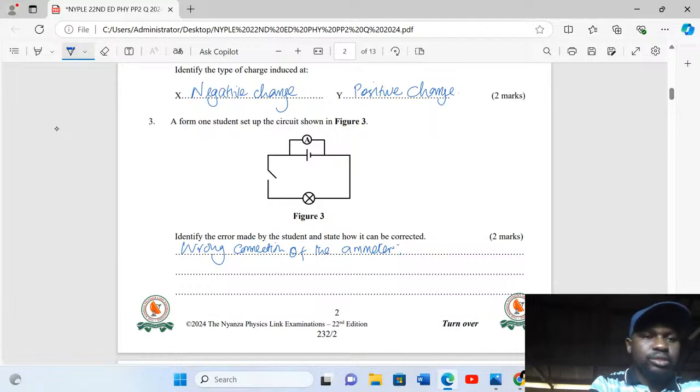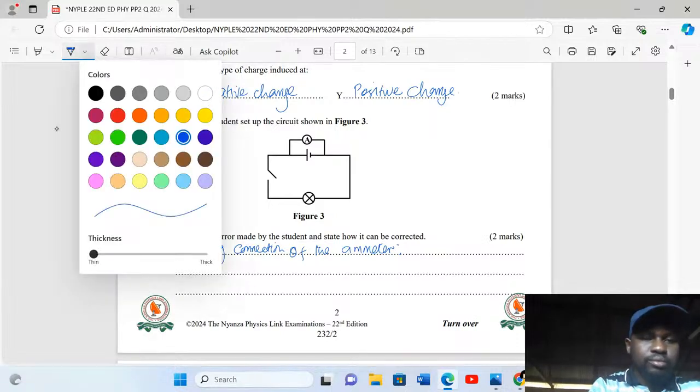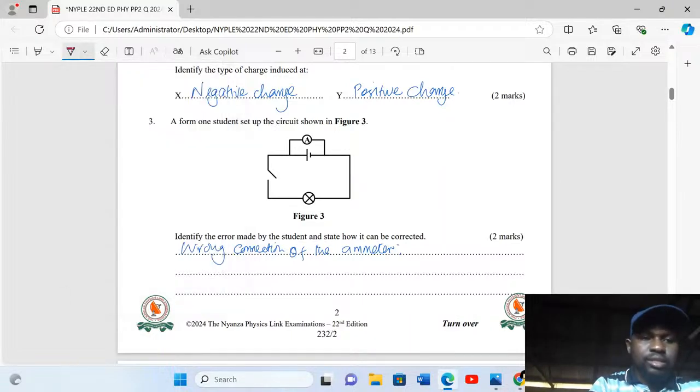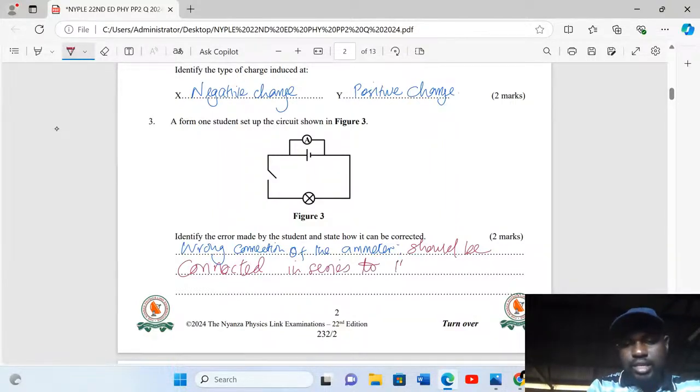How is it supposed to be connected? Then you say it should be connected in series to the circuit.